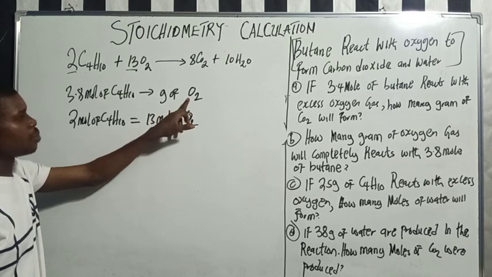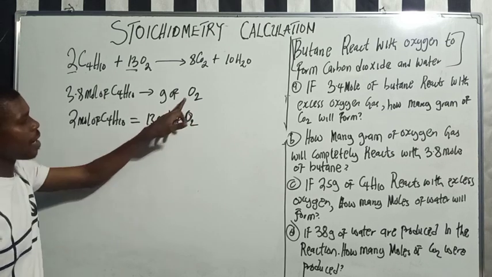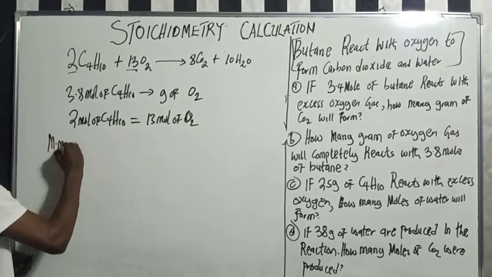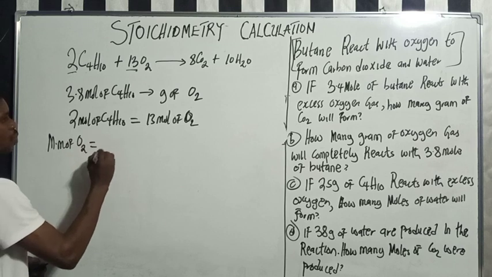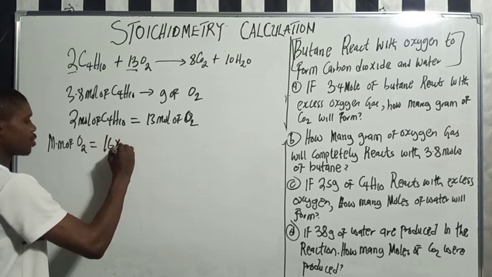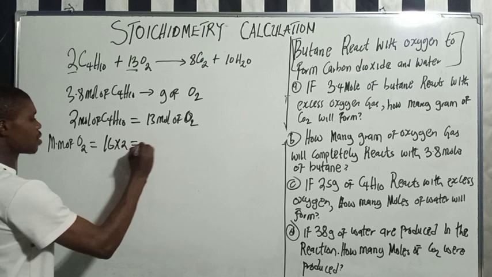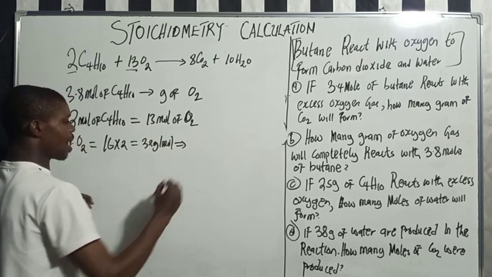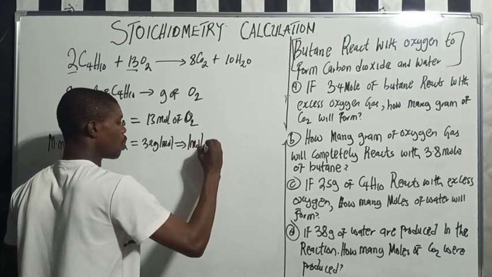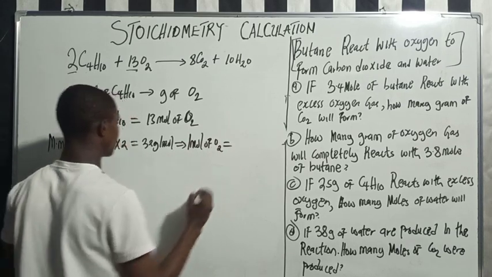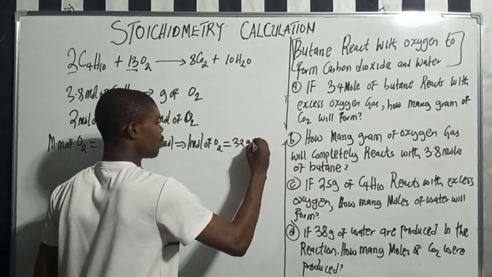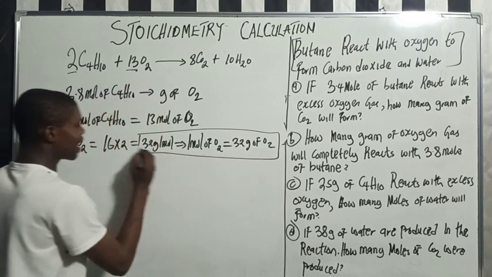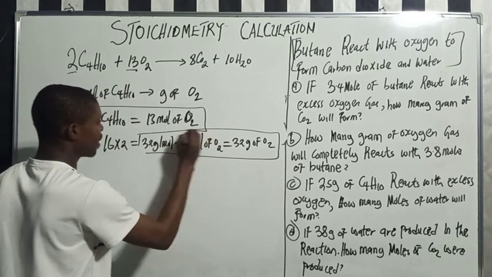The next thing I want to do now is the molar mass of O2. The molar mass of O2 is going to be 16 times 2, right? 16 times 2 is 32 grams per mole. Now what does this mean? It means that for every 1 mole of O2, I have 32 grams of O2. You have to take note of this one here. So these are the two relationships I'm going to make use of.